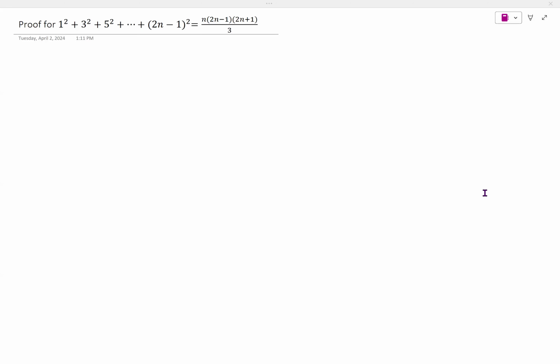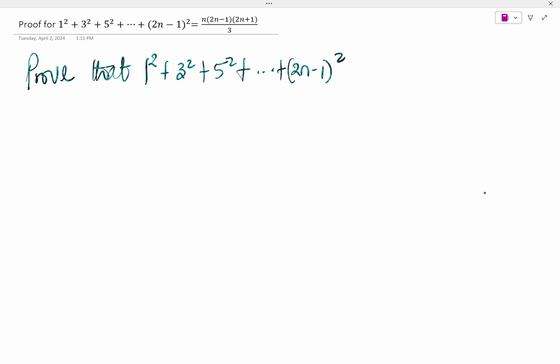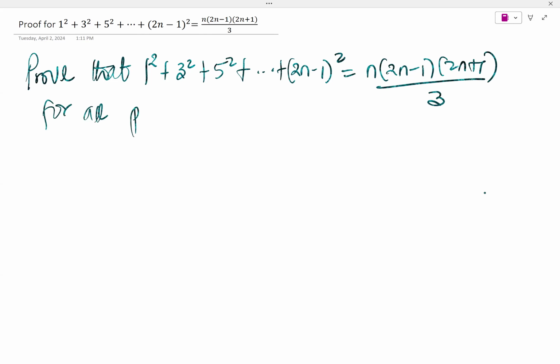In this video, our focus is now turned to proof. We want to prove that 1 squared plus 3 squared, the sum of the squares of odd numbers, plus 5 squared plus all that plus (2n minus 1) squared is the same thing as n into (2n minus 1) into (2n plus 1), all over 3, for all positive integers.